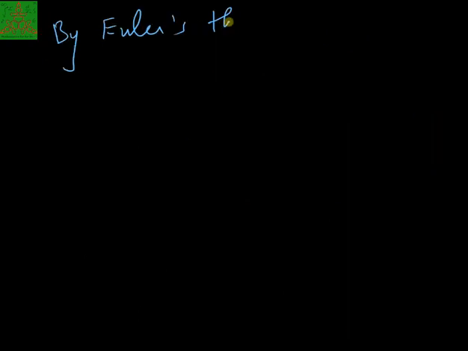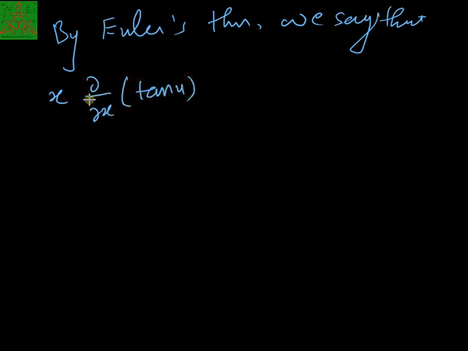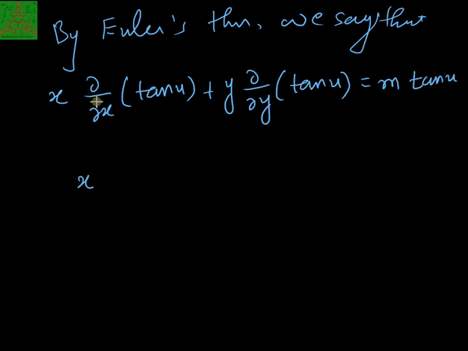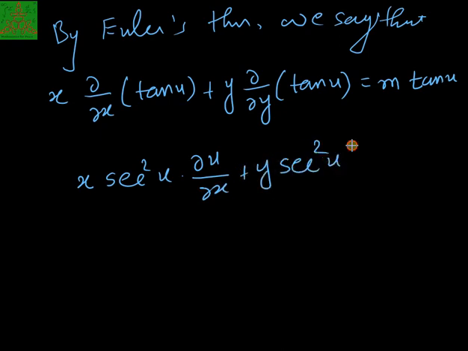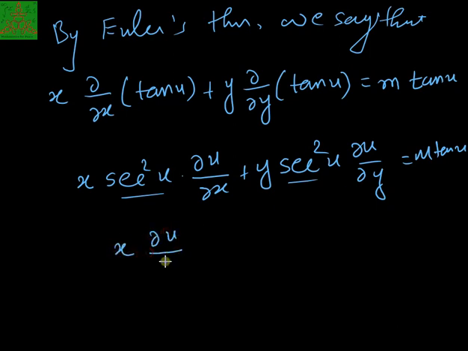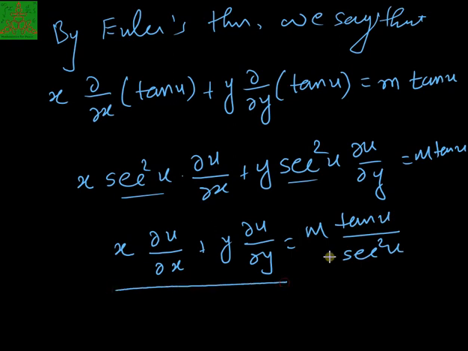So by Euler's theorem, since the function tan u is homogeneous, x del tan u by del x plus y del tan u by del y equals m times f, and f is tan u, so that is tan u. Now the differentiation of tan u, we know, is sec square u, so it is x sec square u del u by del x plus y sec square u del u by del y equal to m tan u. Note that sec square u is common and divides the numerator. So we have x del u by del x plus y del u by del y equal to m into tan u upon sec square u. Hence we have the value of this quantity, which is m into tan u upon sec square u.